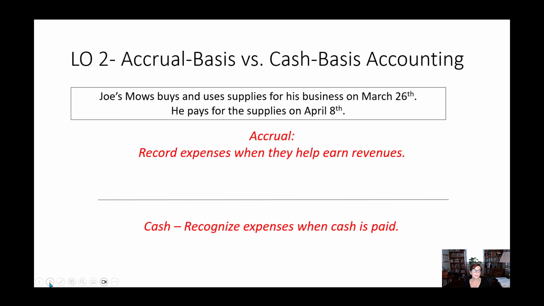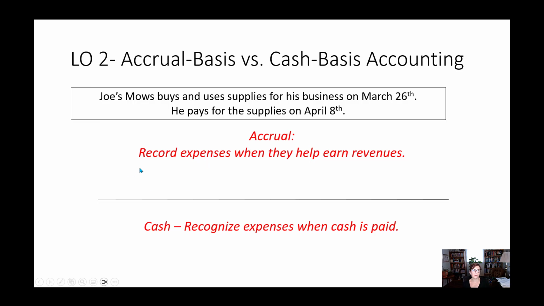Now let's look at some expenses. Let's say Joe's Mo's buys and uses some supplies for his business on March 26th, but he doesn't pay for them right away. He pays for them on April 8th. So what he did was on March 26th, he's going to record a supplies expense and he's going to record a payable, right? Because he didn't pay it yet, right?